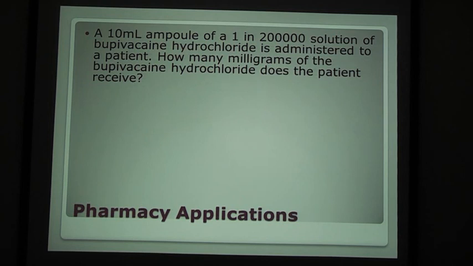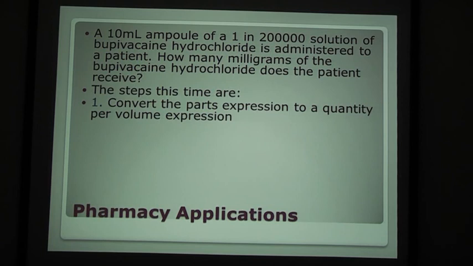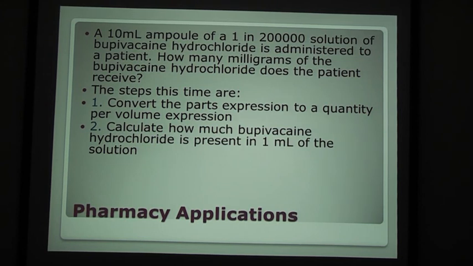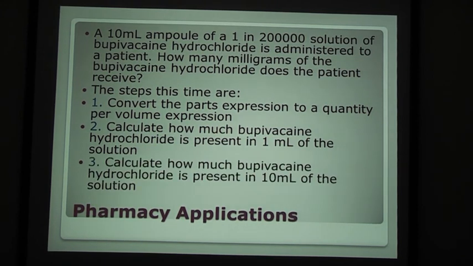What are the 3 steps first? What is the first thing I want to identify? I want to convert the parts expression, because that's been given to me, to a quantity per volume expression, because I'm being asked how much of that drug is going to be given to the patient. Then I want to calculate how much of the bupivacaine is in 1 ml, and then I want to calculate how much there is in 10 mils. So let's actually do this.